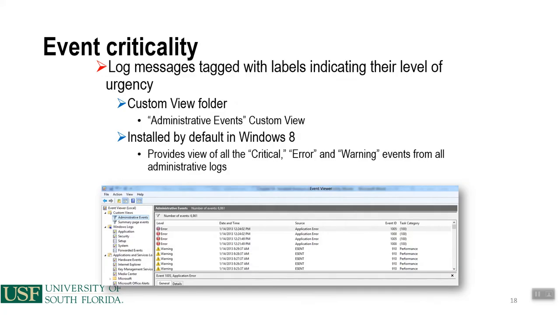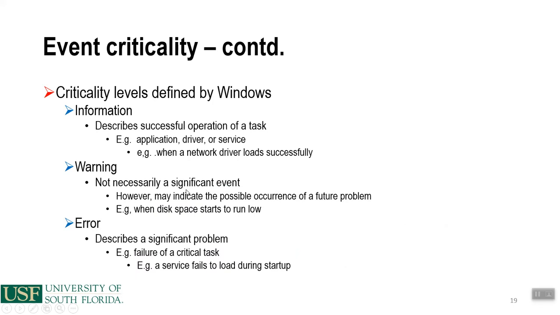Now, event criticality is log messages that are tagged with labels indicating their level of urgency. You can go into the Custom Views folder and the Administrative Events custom view. It's installed by default on Windows 8 and Windows 10. It provides a view of all the critical, error, and warning events from the administrative logs. So you can start to see these particular errors and warnings and so on. And the criticality levels are defined by Windows.